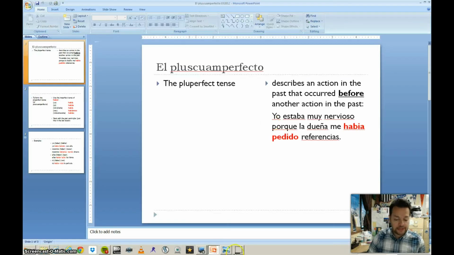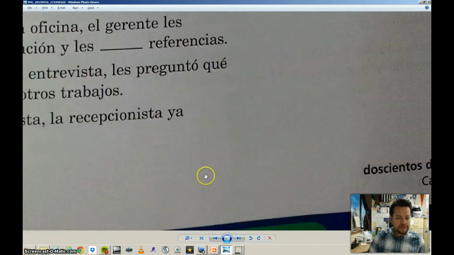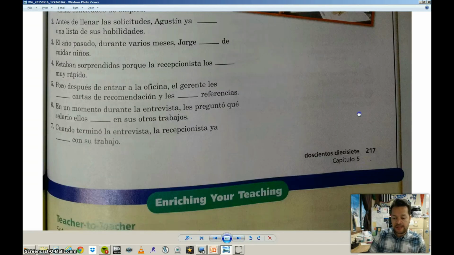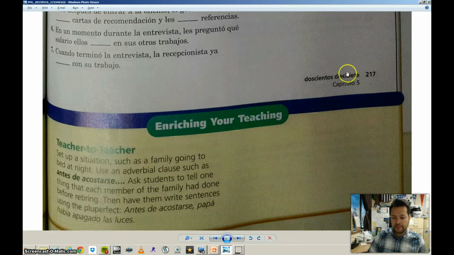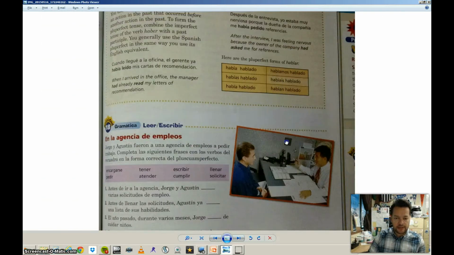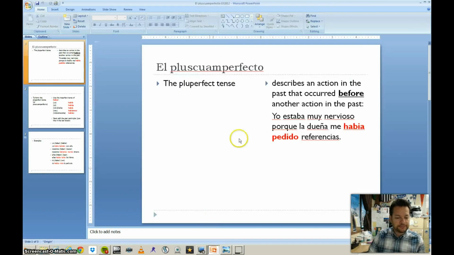I should probably point out that this information is also in your libro, and this information can be found on página 217. Yeah, right there. Página 217. So when I see you en la clase de español, once again, señoritas y señores, por favor, be sure that you read this little guide over here in order for you to properly use the Pluperfect Tense. So let's check it out.